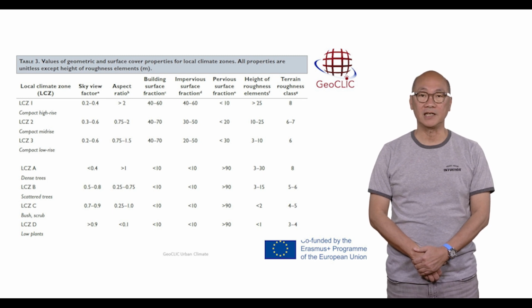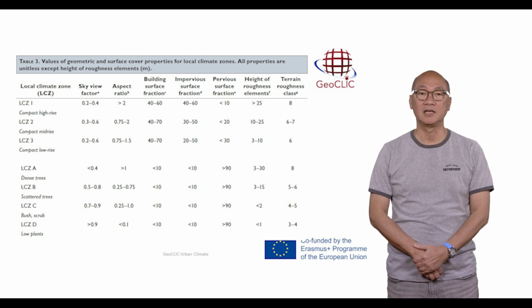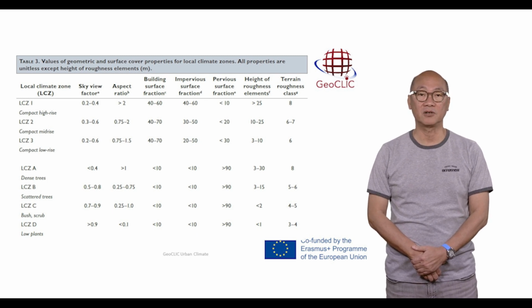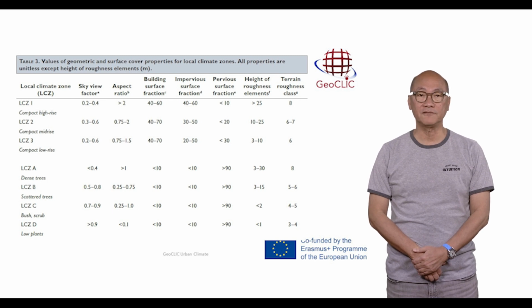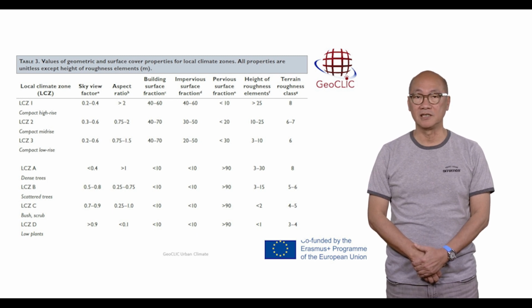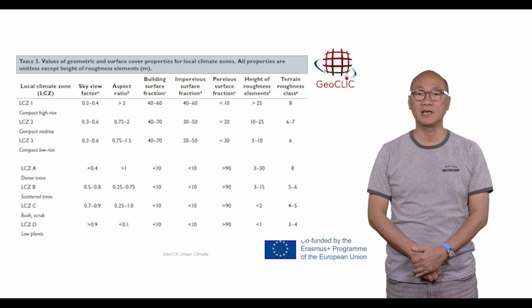Height of roughness elements is the geometric average of building heights, that is for classes 1 to 10, and tree or plant height for classes A to F. Effective terrain roughness for city and country landscapes uses the definition described in Davenport's paper in the year 2000.